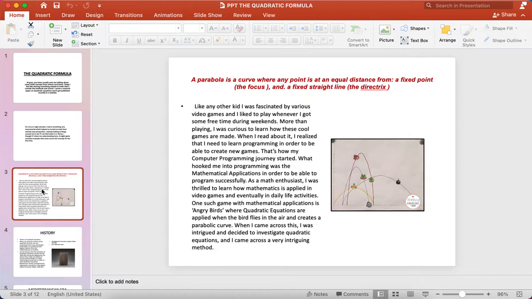One such game with mathematical applications is Angry Birds, where quadratic equations are applied when the bird flies in the air and creates a parabolic curve. When I came across this, I was intrigued and decided to investigate quadratic equations, and I came across a very intriguing method.